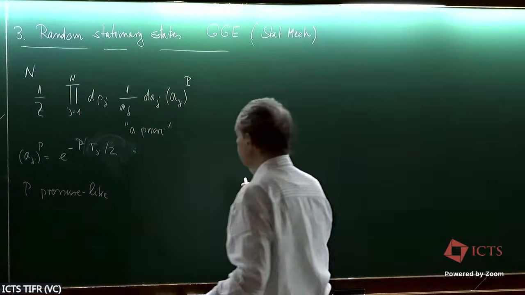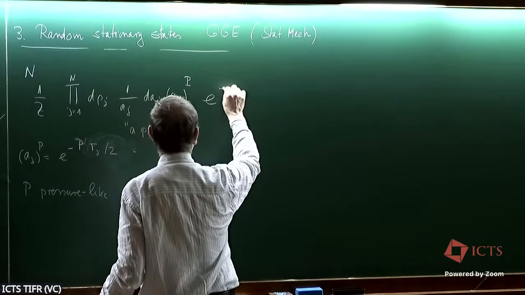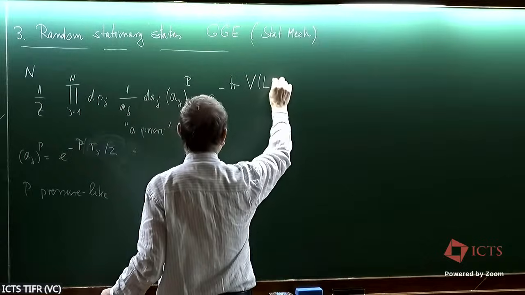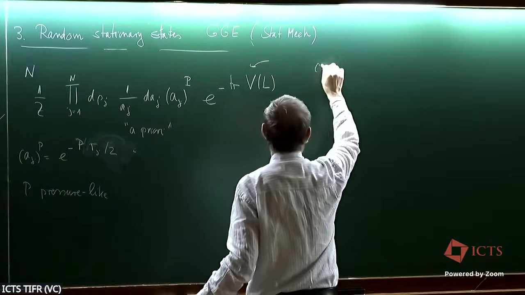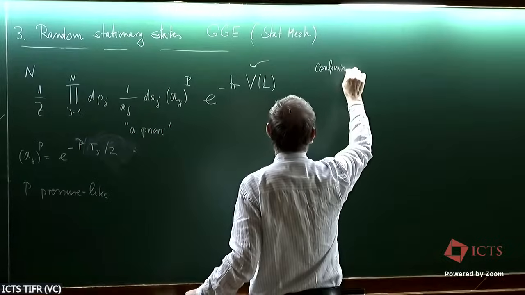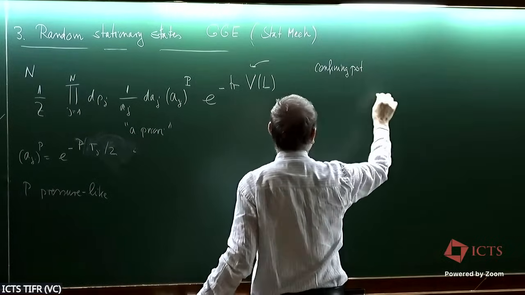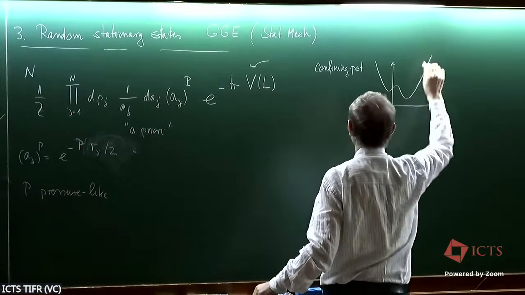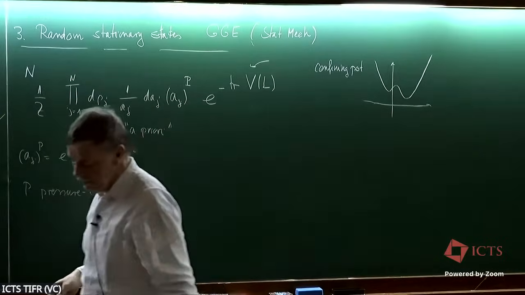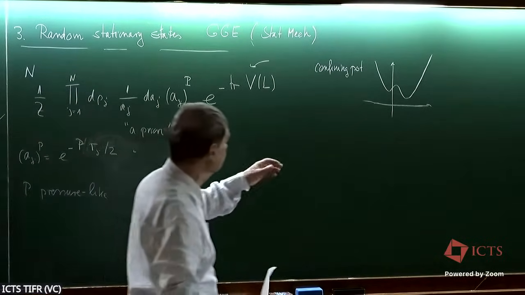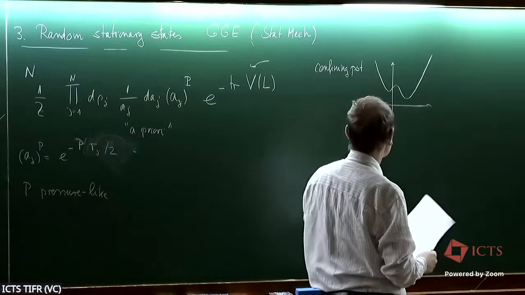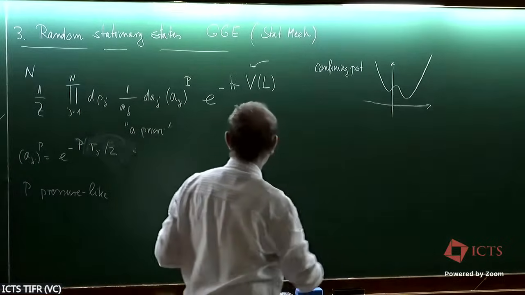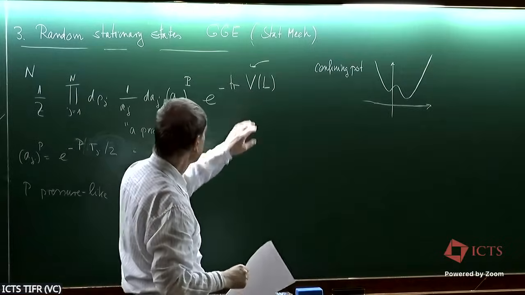But now I must do the Gibbs weight, and the Gibbs weight which I put is e to the trace of some function V of L. This V I call the confining potential, and I can do a more or less general thing, but just think of something like this. In order for the partition function to be convergent, it has to diverge at infinity. We don't know exactly what class of V's we can allow, but conceptually you should think of a general V of that type.